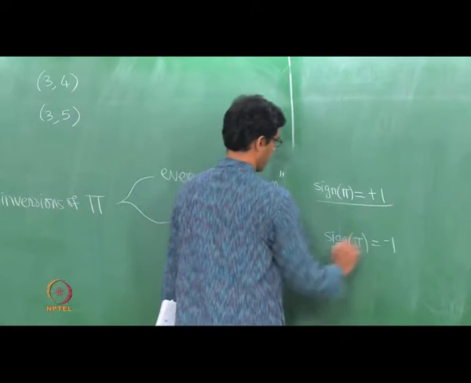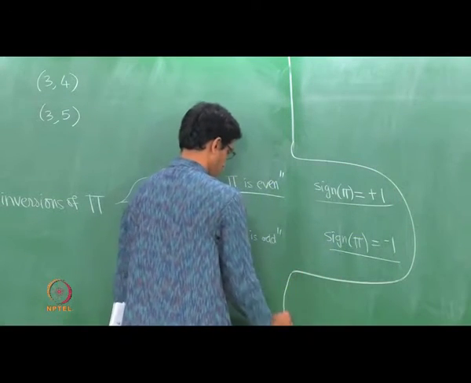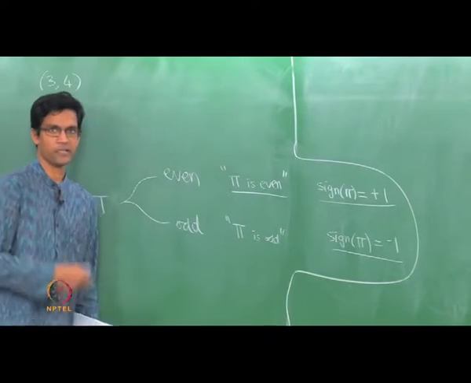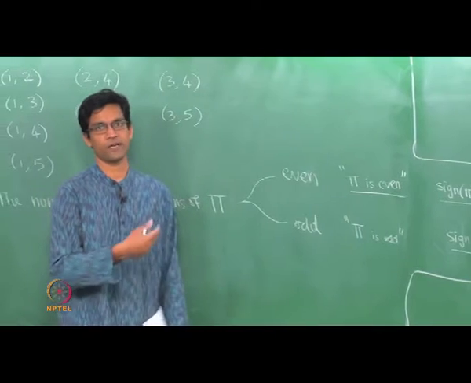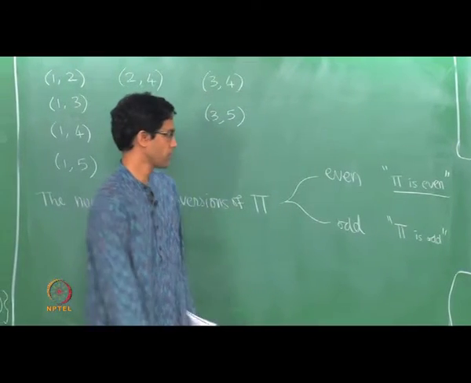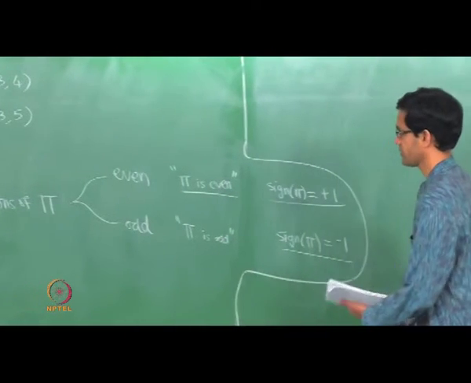Again, for now you can think of these as various different ways of saying the same thing. It will become somewhat clearer as we go along what the advantages are of thinking of it in terms of +1s and -1s. Okay, so this is just the notion of even permutation and odd permutation.